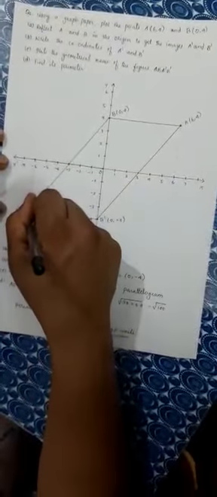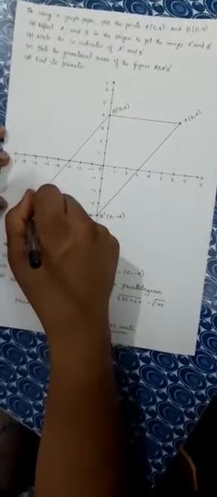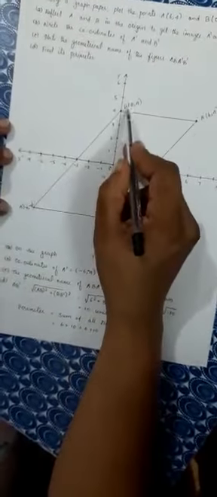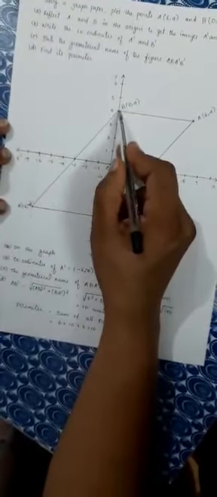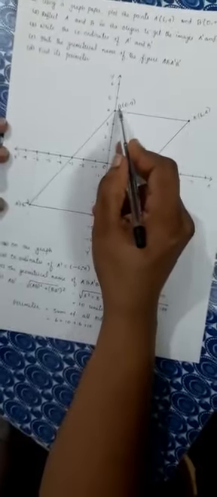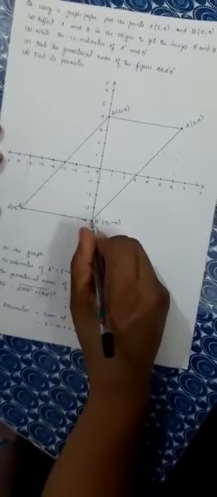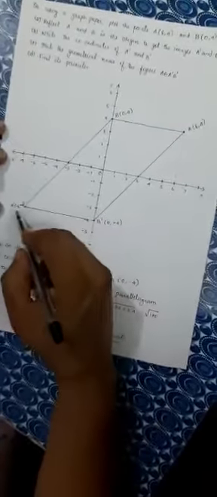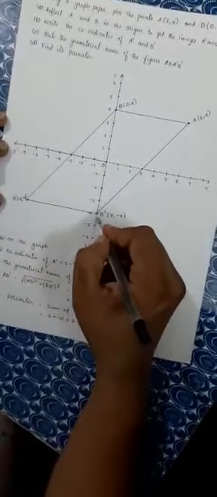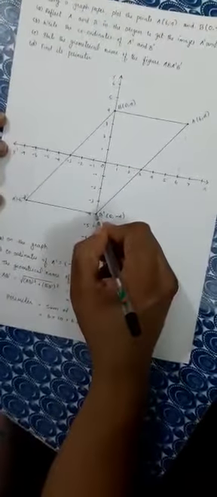Likewise, B dash is the image of B when reflected in the origin. B is 0, 4. Reflected in the origin means both change. Therefore, 0 and minus 4. Therefore, B dash is coming here, 0, minus 4. So, the coordinate of A dash is minus 6, minus 4. And the coordinate of B dash is 0, minus 4.